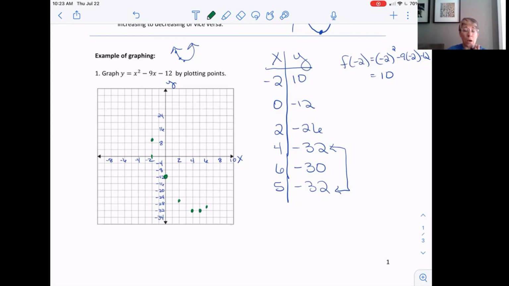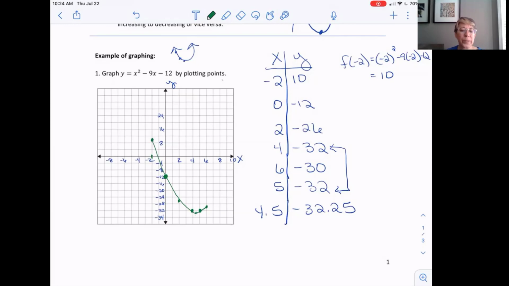So again, we know just from our experience of the parent functions of parabolas that they're symmetrical. So even though this graph is coming down like this, there has to be some turning point there. So if 4 and 5 have the exact same Y value, then 4.5 right there in the middle would give us a negative 32.25, which would be barely right there. And it will start to come back up.